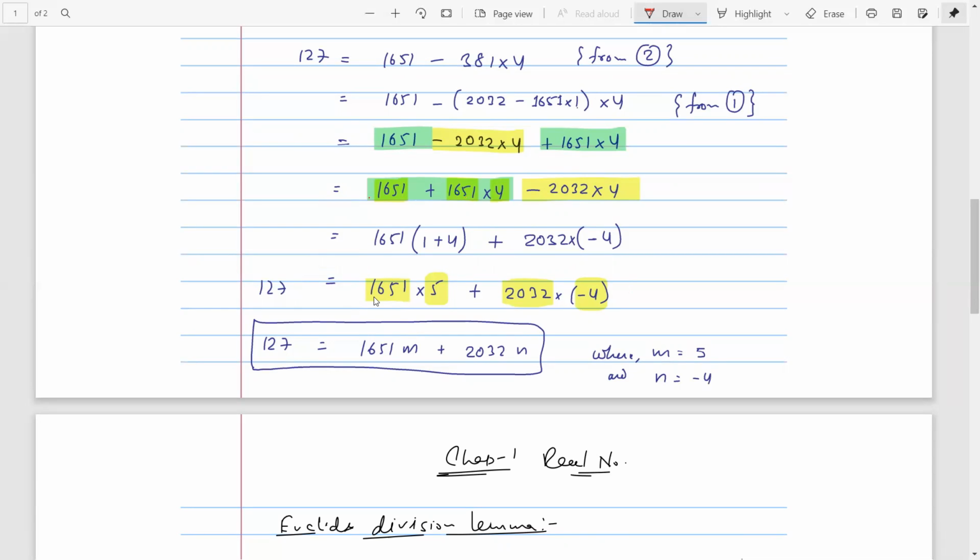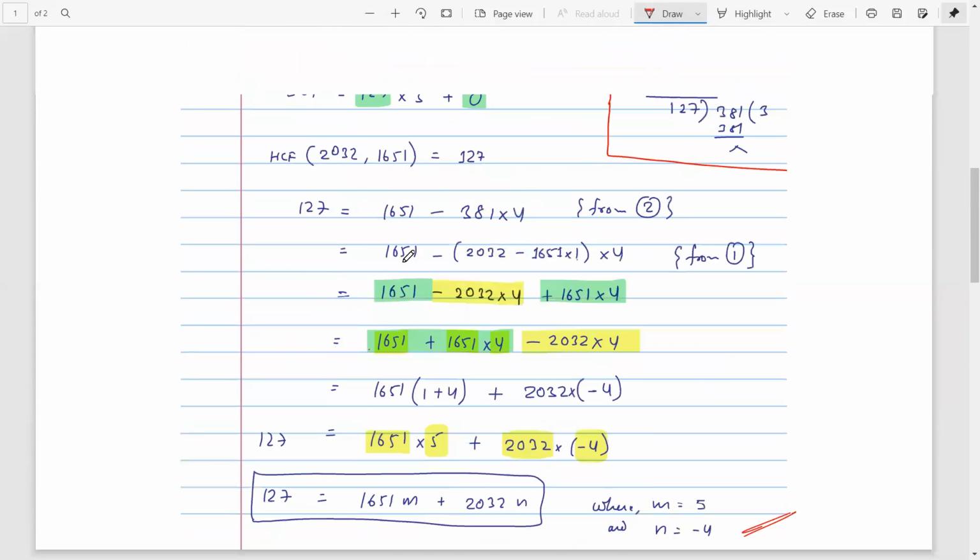Right, so hopefully you should understand this type of question where you have to represent the HCF in the form of some number like this, okay? I'll give you more questions to practice tomorrow and it will become more clear after that, okay?